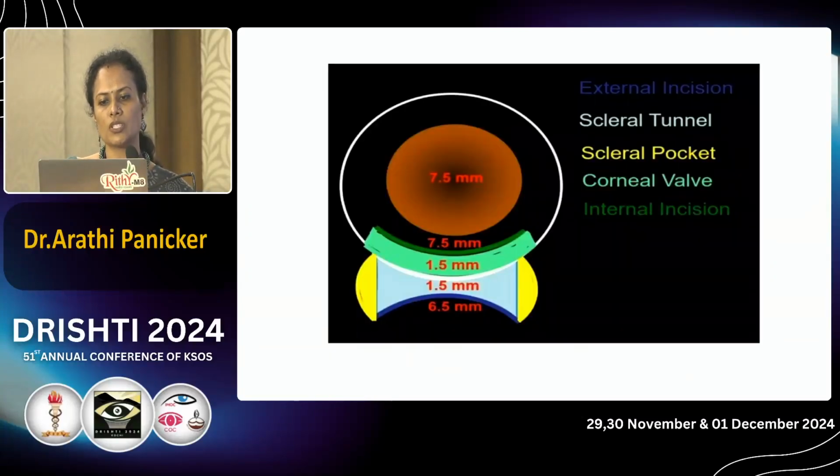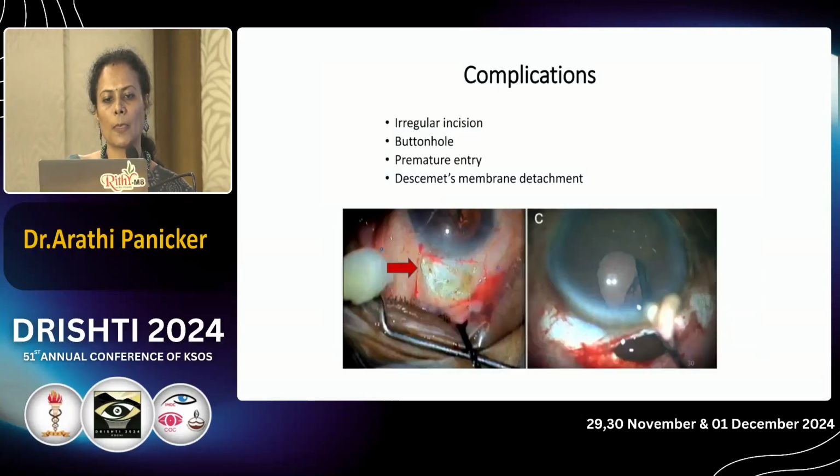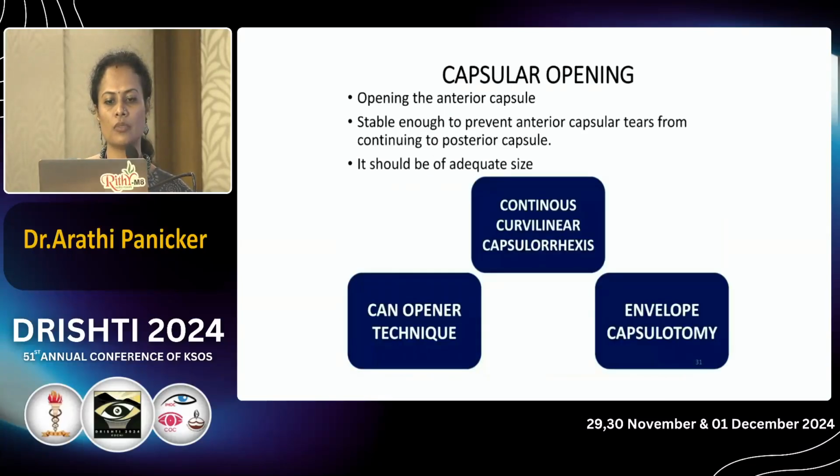So these are the measurements of the external incision, ideally 6.5 mm in length, 1.5 mm from the limbus to the incision, and internally also 1.5 mm. The internal incision should be around 7.5 mm in length. The complications that can happen during the tunnel are irregular incision, buttonhole, premature entry, and DMD.